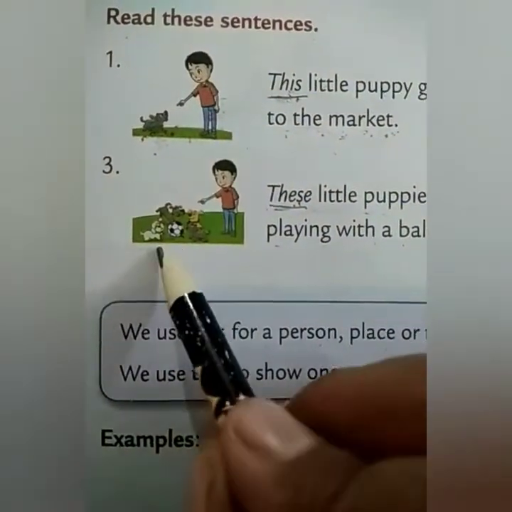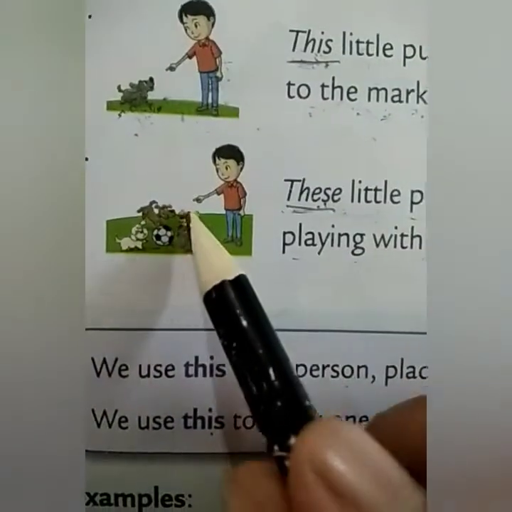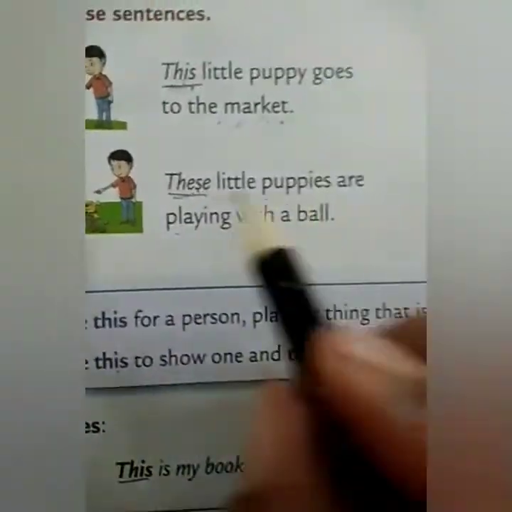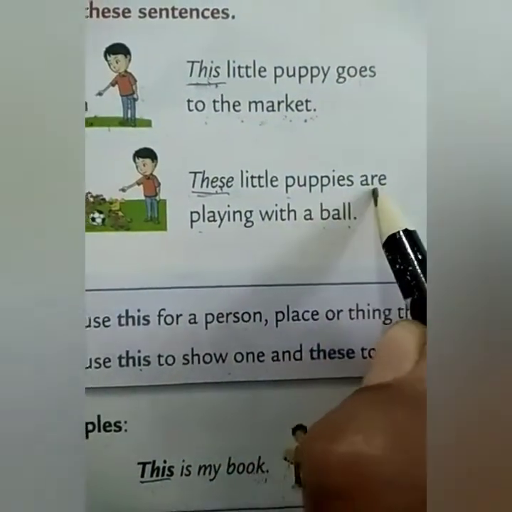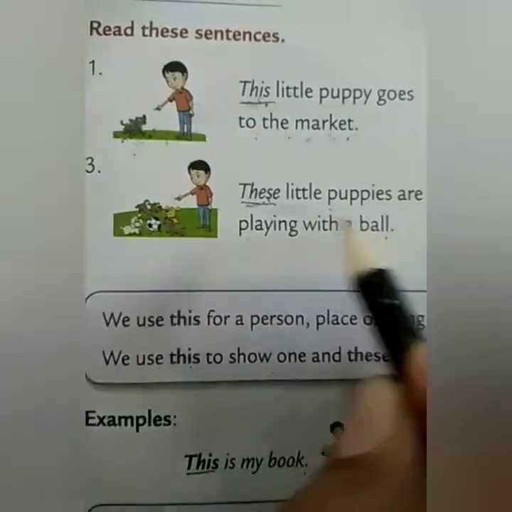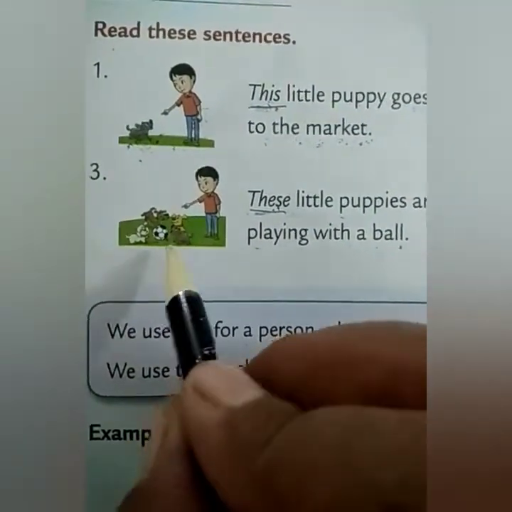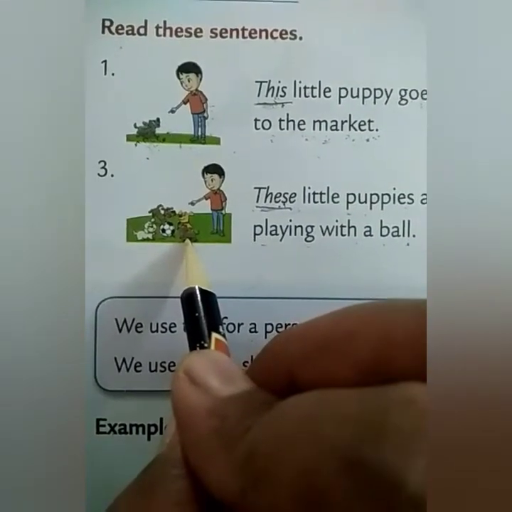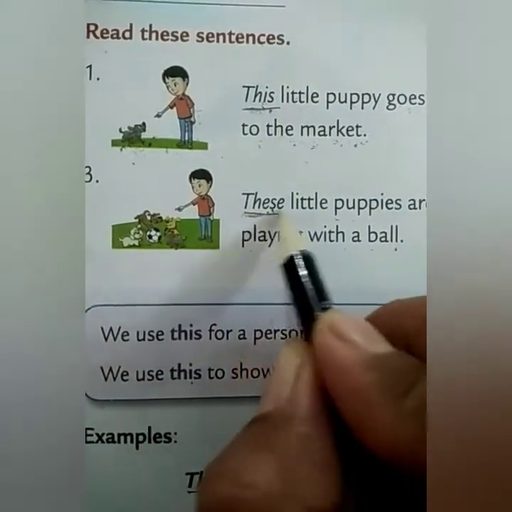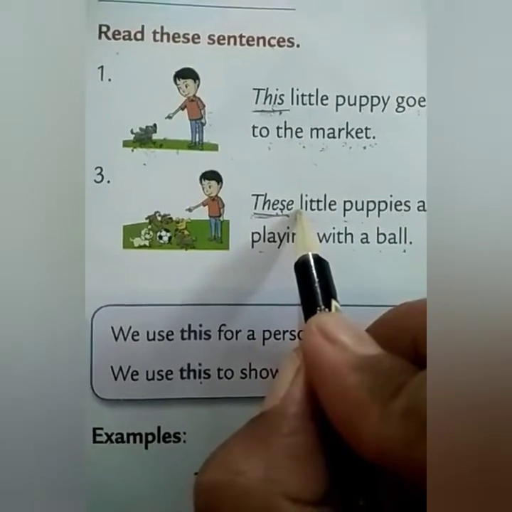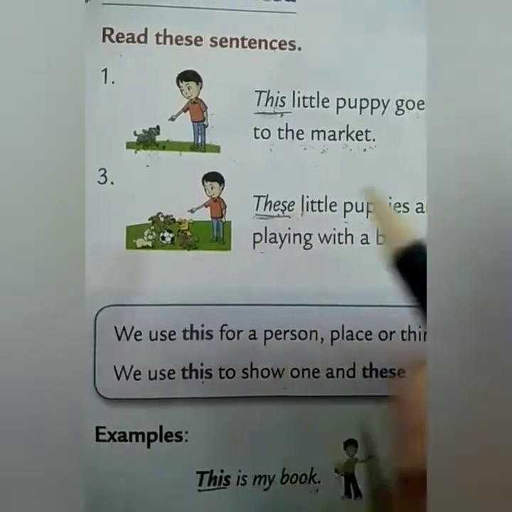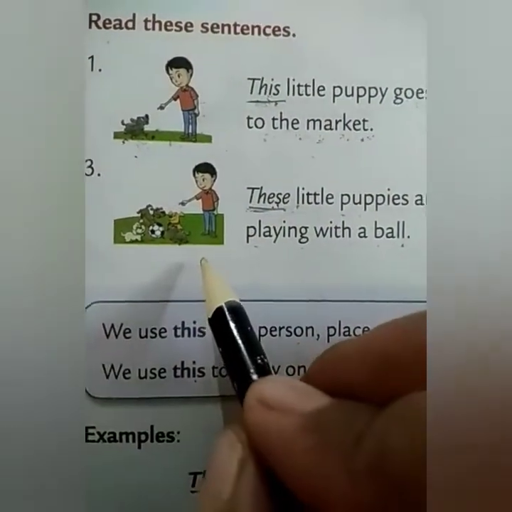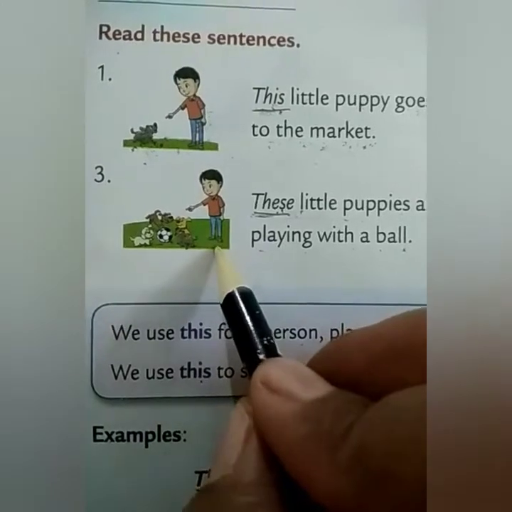Now in this third picture you can see there are 1, 2, 3, 4 puppies and one boy is there. Let us read. These little puppies are playing with a ball. So he is talking about, pointing at these puppies as there are more than one. So we use these for things or animals which are close to us or near us. Okay.